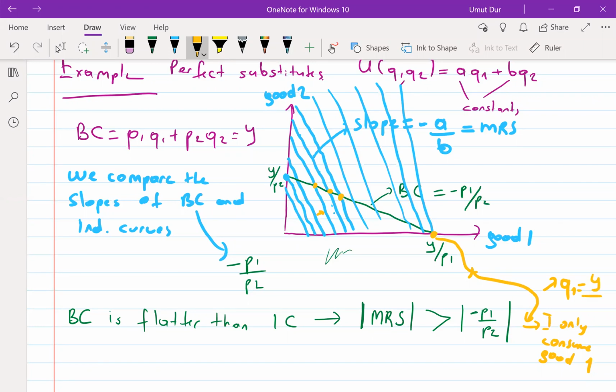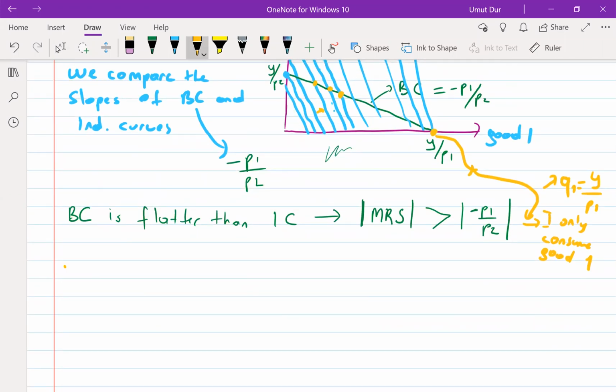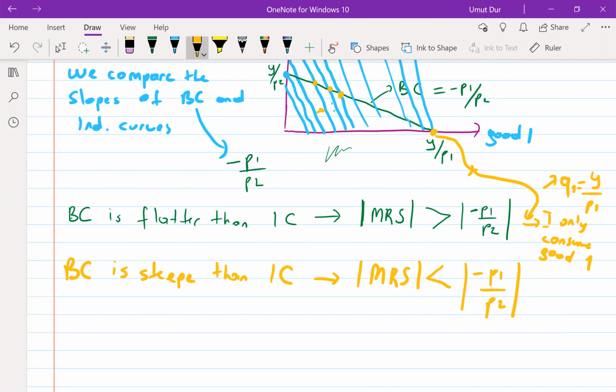Y over P1. That's right. Okay, so let's think about just the opposite case, where my budget constraint is steeper than the indifference curve. This corresponds to the case where my marginal rate of substitution, the slope of the indifference curve, is less than the slope of the budget constraint, which is P1 over P2, in absolute values.